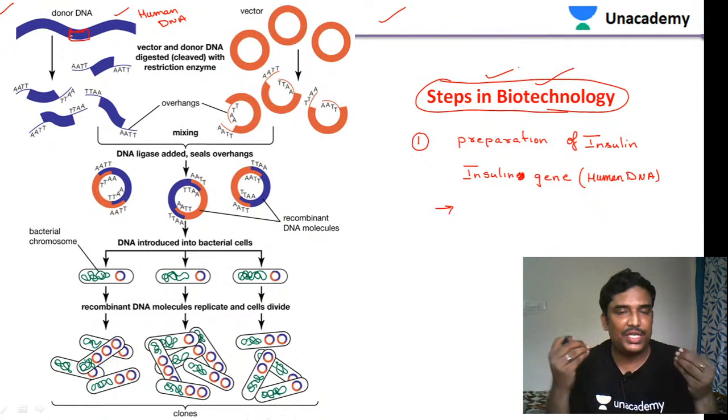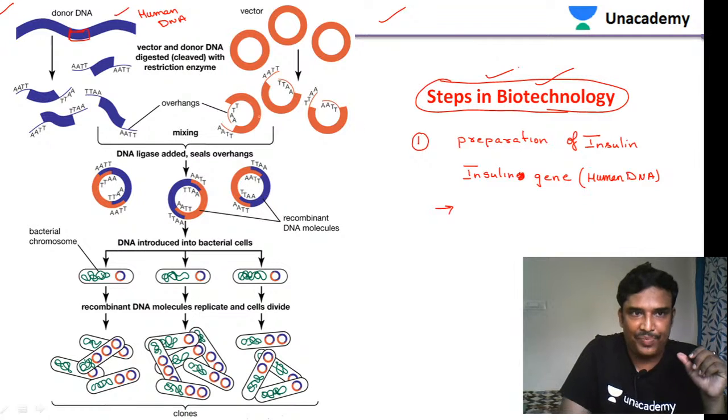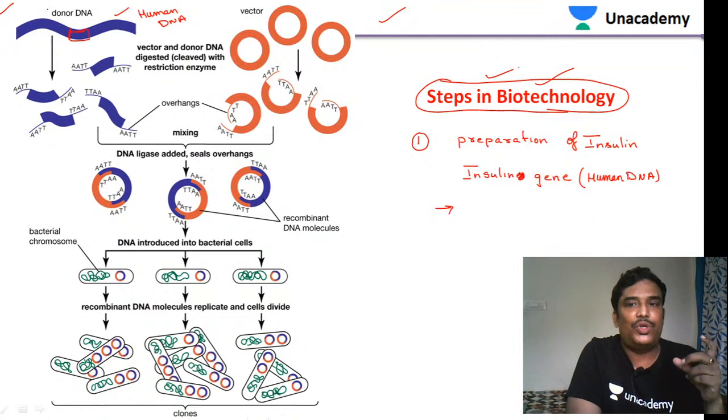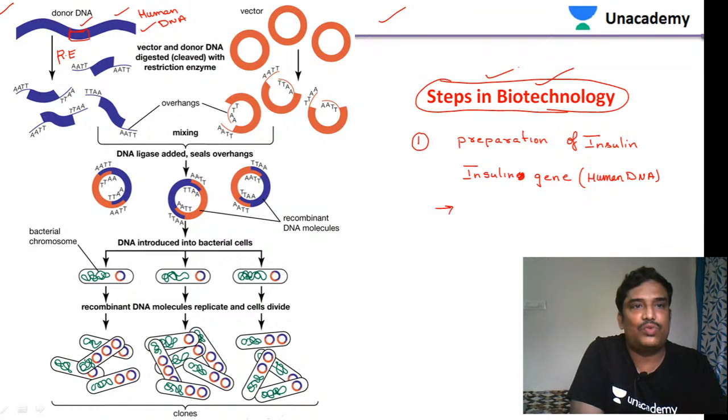For that we are using recombinant DNA technology. So let us now discuss the steps in recombinant DNA technology and biotechnology. We are taking one example to extract insulin. Think of this as a human DNA, and on it is our insulin gene. This insulin gene containing DNA is treated with RE. What does RE mean? Restriction enzymes. When you treat with restriction enzymes, they cut at specific regions.